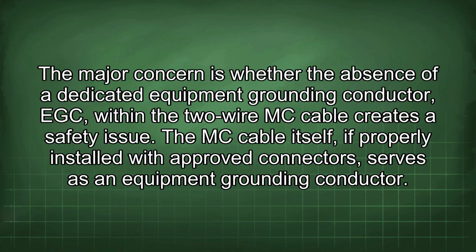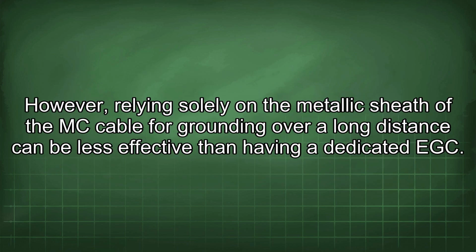The major concern is whether the absence of a dedicated equipment grounding conductor, EGC, within the two-wire MC cable creates a safety issue. The MC cable itself, if properly installed with approved connectors, serves as an equipment grounding conductor. However, relying solely on the metallic sheath of the MC cable for grounding over a long distance can be less effective than having a dedicated EGC.